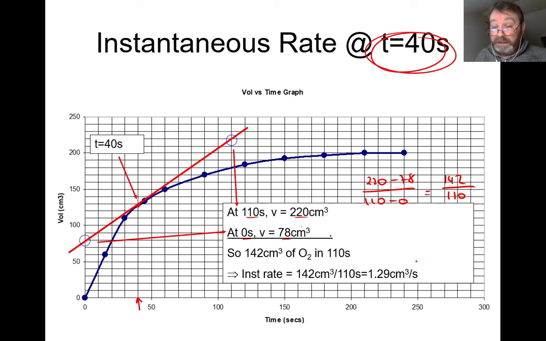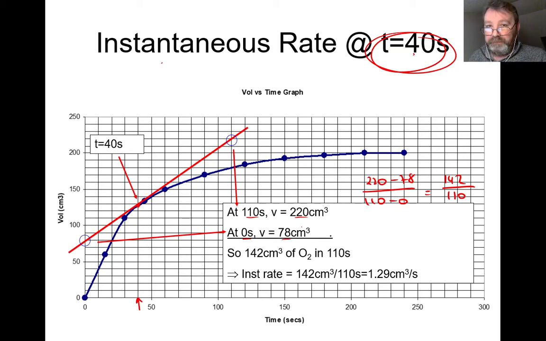Now, it's very unlikely that everybody's going to get the same instantaneous rate at the same point, because all your tangents will be slightly different. But there's a margin of error. You're allowed a certain amount below the actual answer, and a certain amount above. So as long as your answer is within a given range, you're going to get full marks. So, instantaneous rate: find the time on the graph, draw the tangent, take 2 points off your tangent, use the slope formula. The slope is equal to the instantaneous rate of reaction at that point.